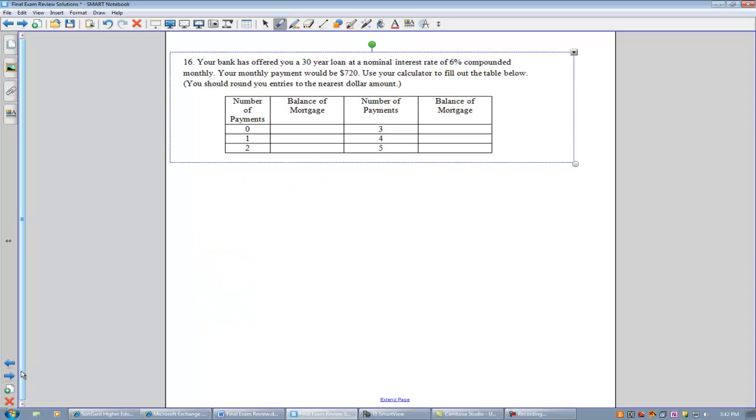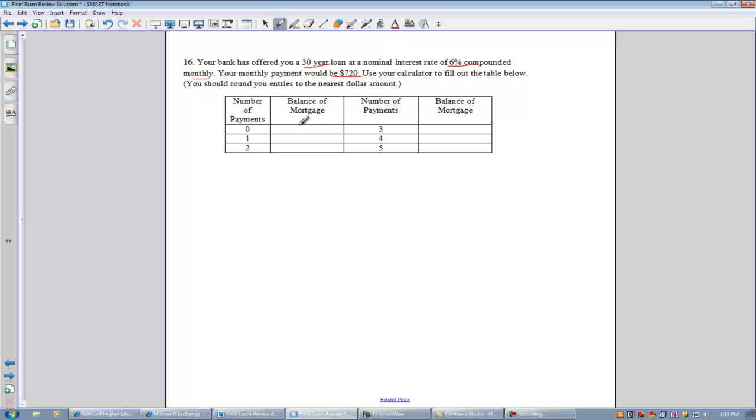All right, then number 16. All right, so we're back to financial mathematics now. It says your bank has offered you a 30-year loan at a nominal interest rate of 6%, compounded monthly. Your monthly payment would be $720. Use your calculator to fill out the table below. You should round your entries to the nearest dollar.